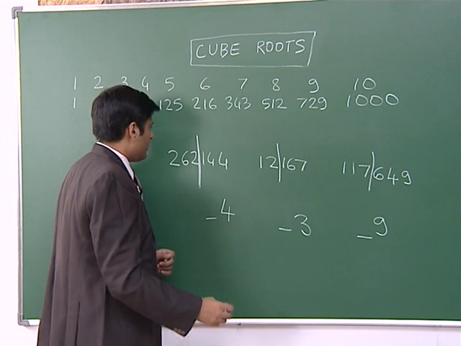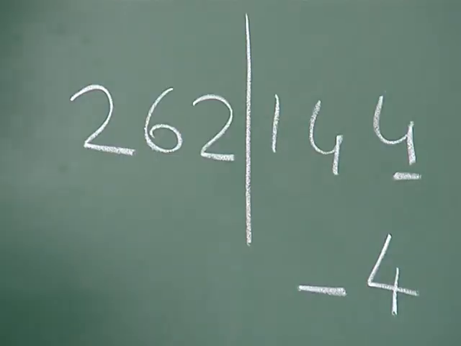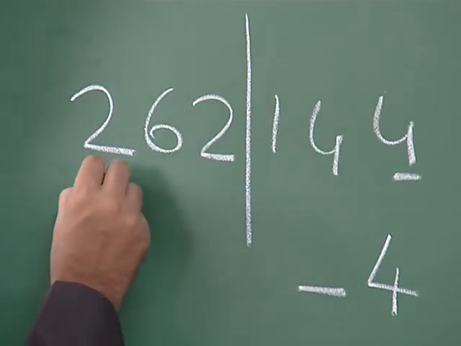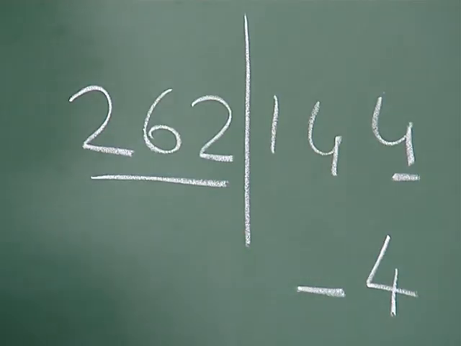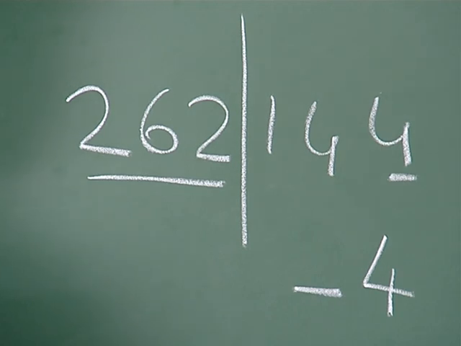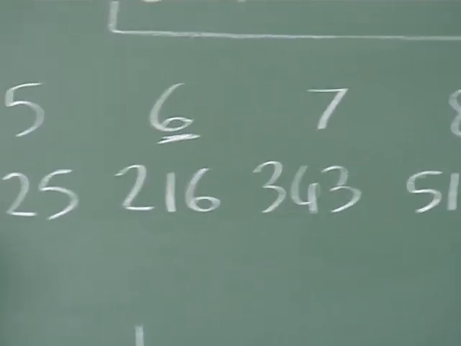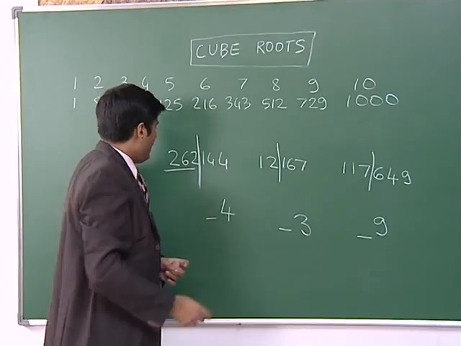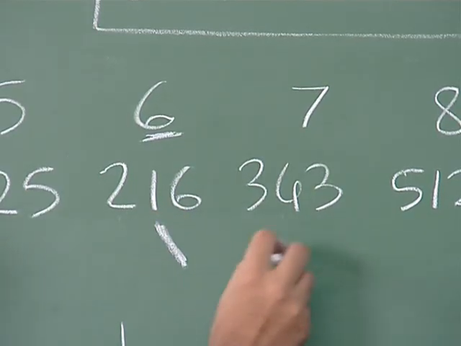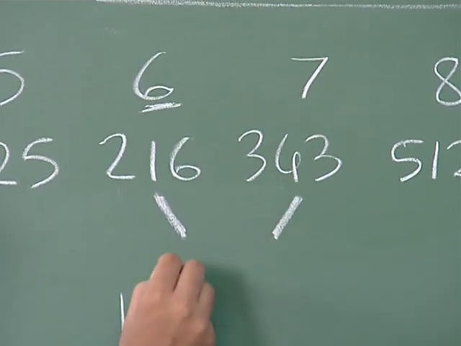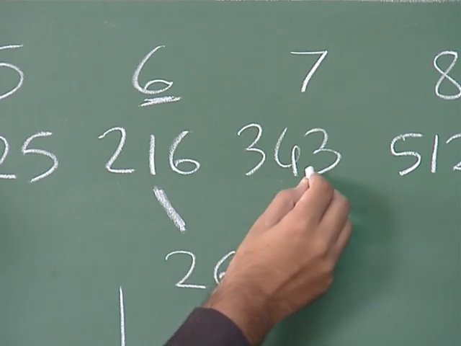For the complete answers, we look at the part to the left of the slash. What is to the left of the slash? The number to the left of the slash here is 262. Let us see between which 2 numbers 262 comes. 262 does not come between 729 and 1000. Neither does it come between 512 and 729. We know 262 is bigger than 216 and smaller than 343. 262 therefore comes between 216 and 343.